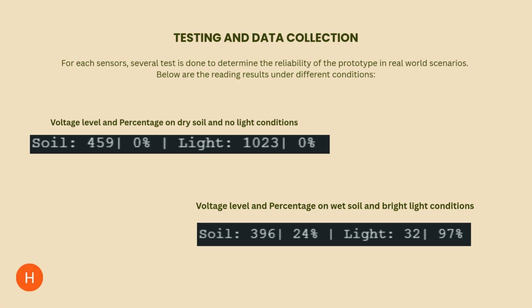For testing and data collection, for each sensor, several tests were done to determine the reliability of the prototype in real-world scenarios. Below are the reading results under different conditions. So the first one is the result of voltage level and percentage on dry soil and no light conditions. As you can see, the soil is 0% and the light is 0%. The next one is the voltage level and percentage on wet soil and bright light conditions. As you can see, soil is 24% and the light is 97%.